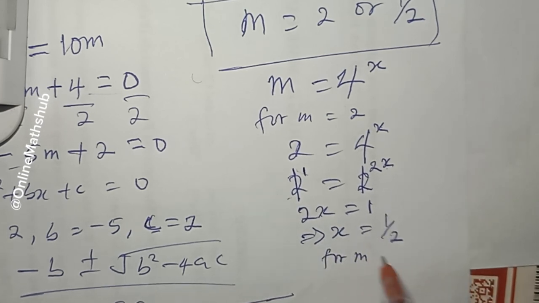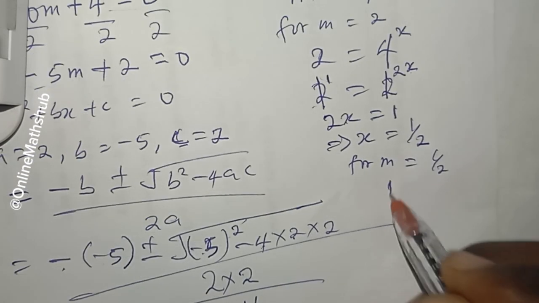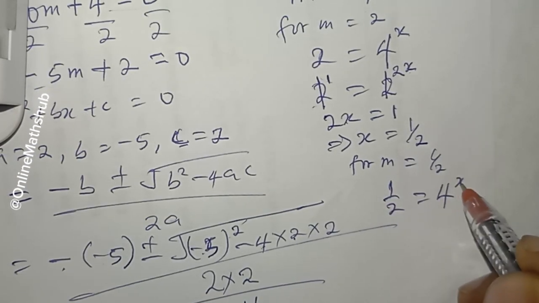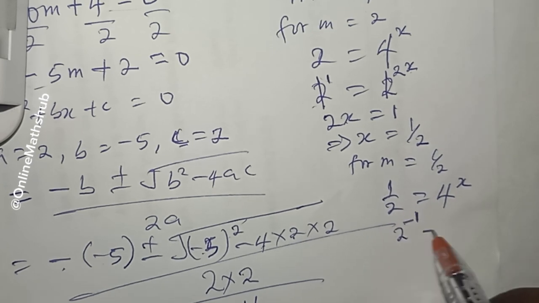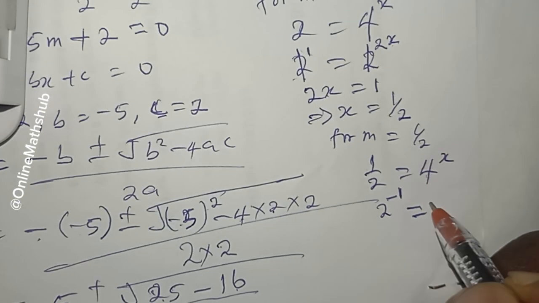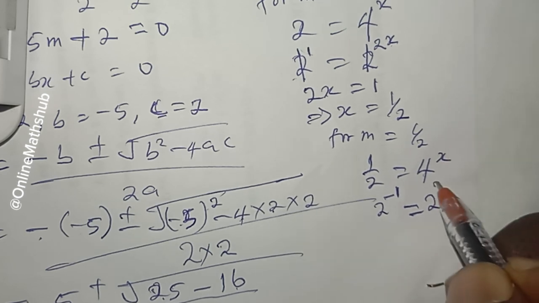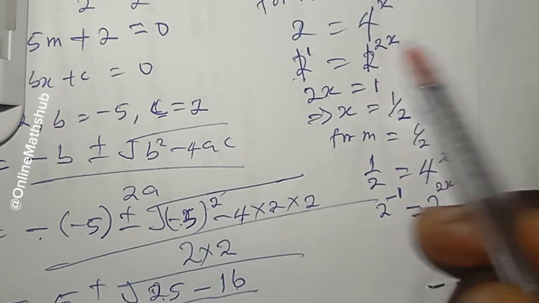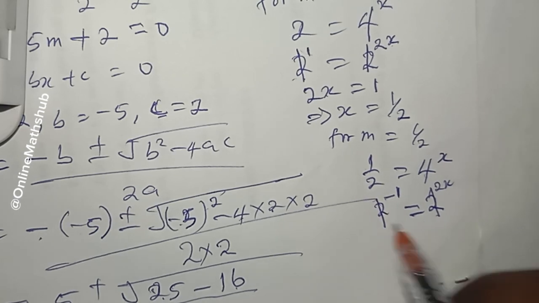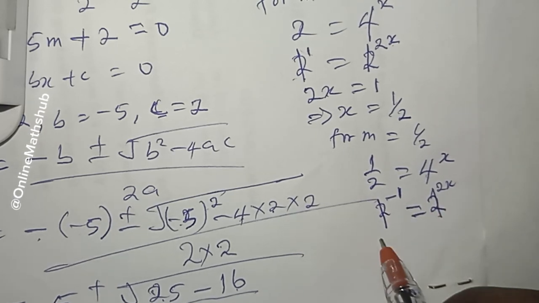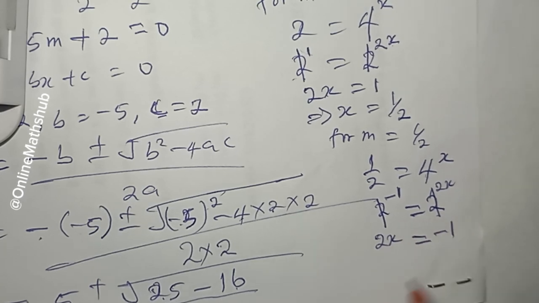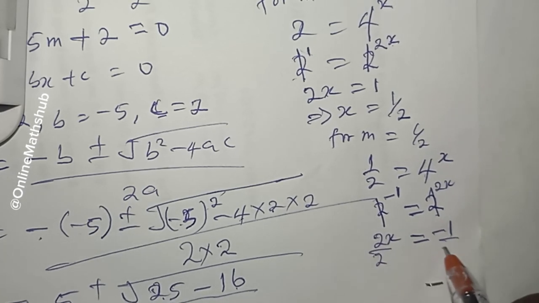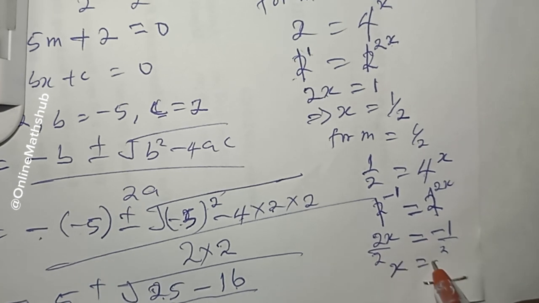Next, for m equal to 1 over 2, we now have that 1 over 2 is equal to 4 power x. So I can write this 1 over 2 as 2 power minus 1, which is equal to, I can write this 4 as 2 power 2x, just as we have it right here. So I can cancel this 2 right here, and then I will equate the powers so that 2x is now equal to negative 1. So of course when you divide through by 2, you now see that x is equal to negative 1 over 2.